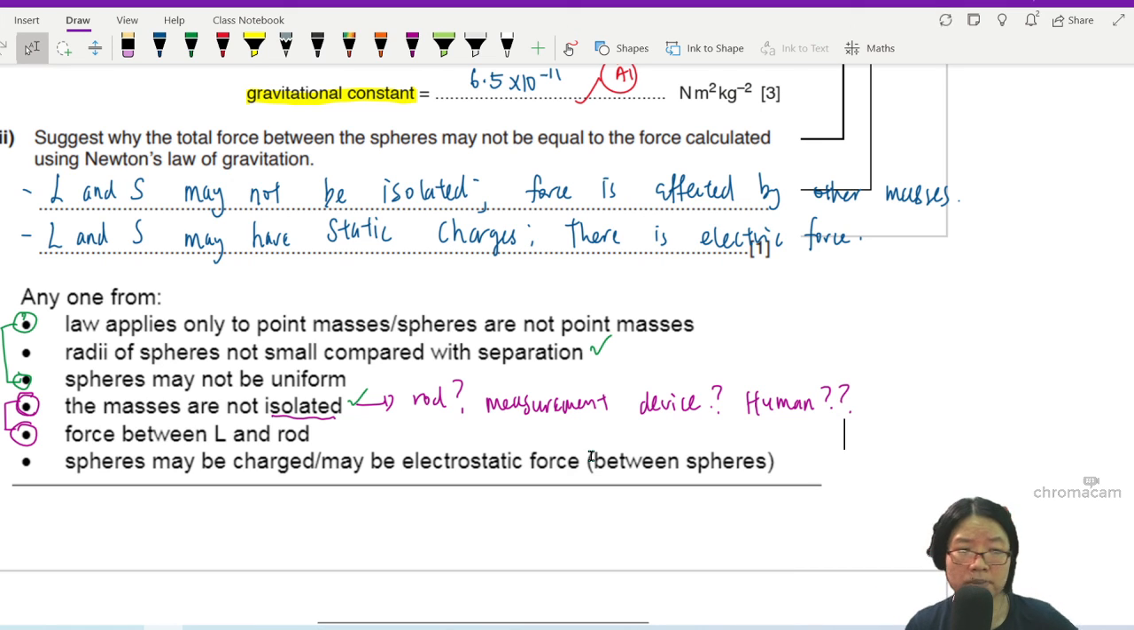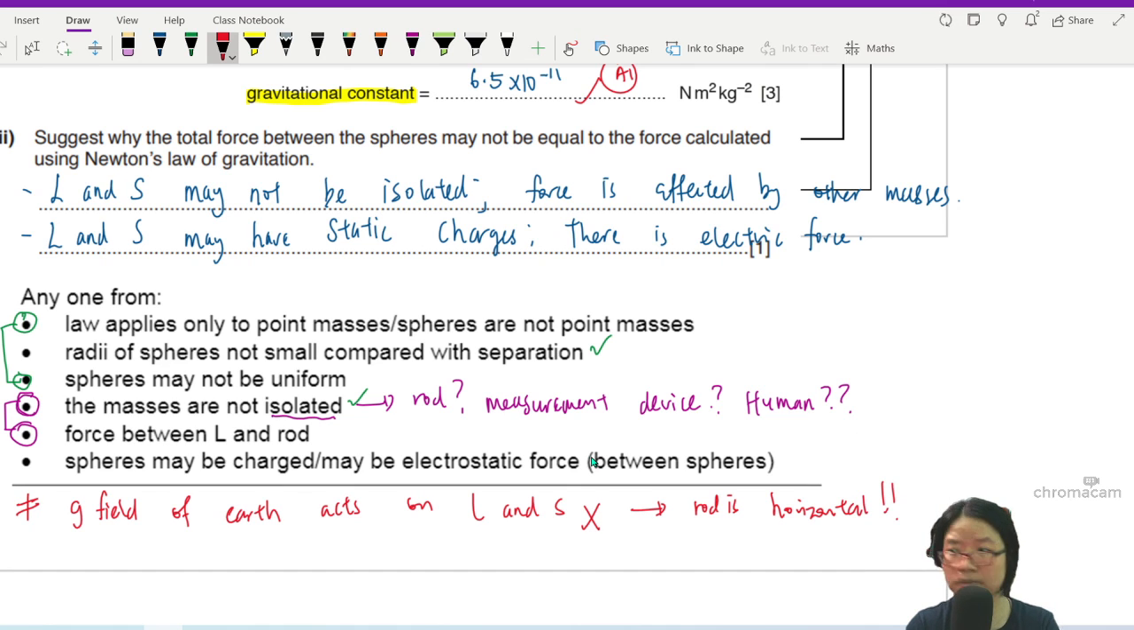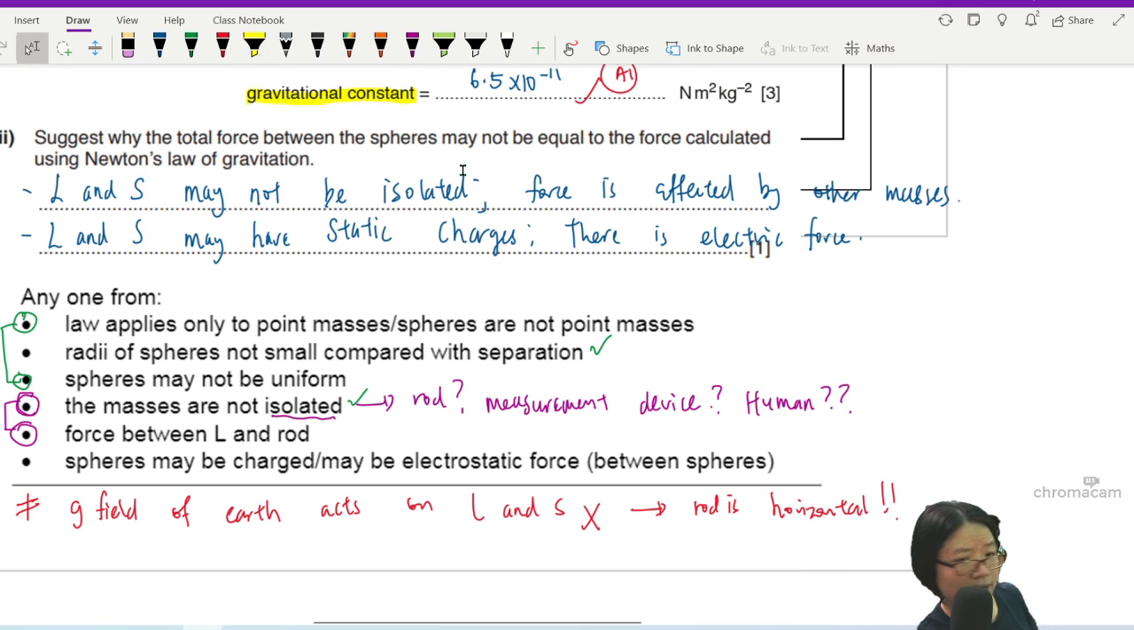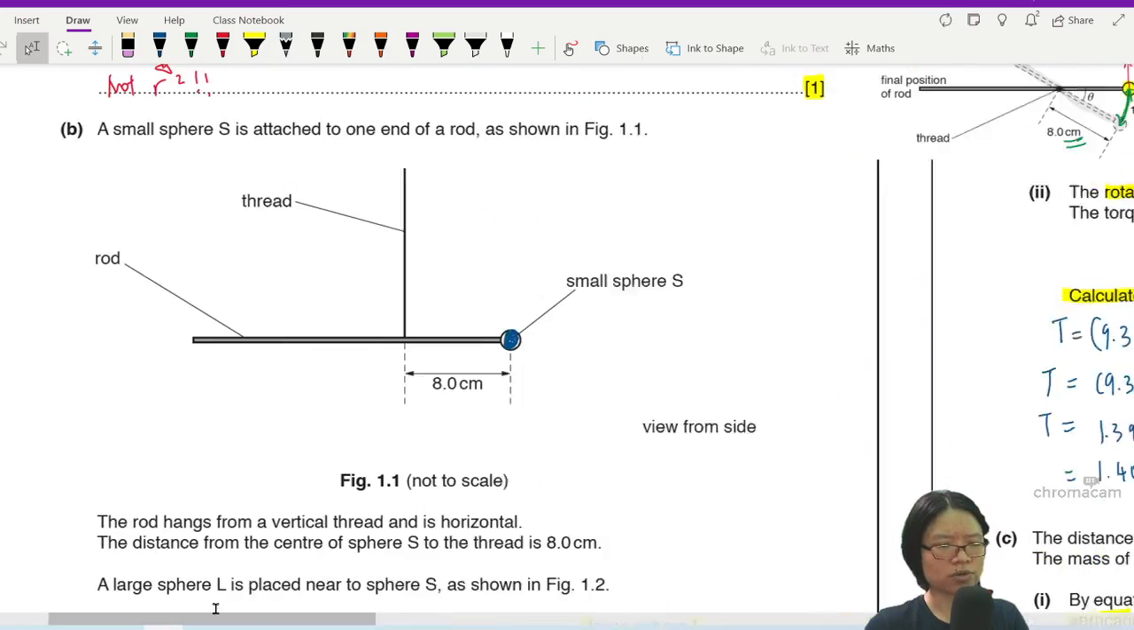Why can't we talk about the gravitational field of the Earth? So I do not accept the answer that the gravitational field of Earth acts on L and S. This is wrong. Why? Because the rod is horizontal. So you cannot say that, hey, actually there is another gravitational field, we are on Earth, right? Yeah, but it's okay. Look at the way we hang the rod. Let me show you. This rod is horizontal.